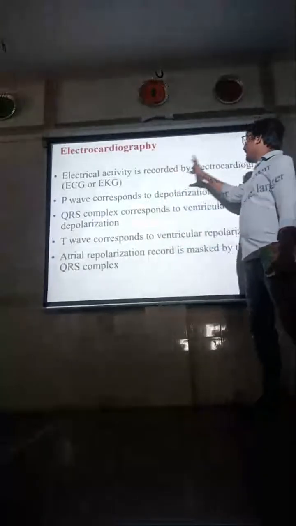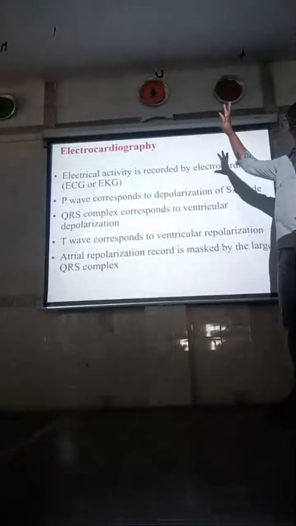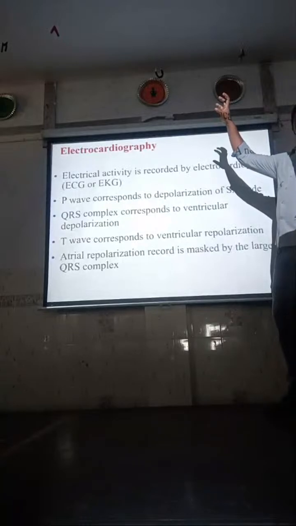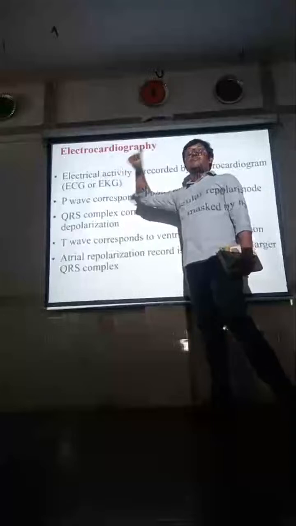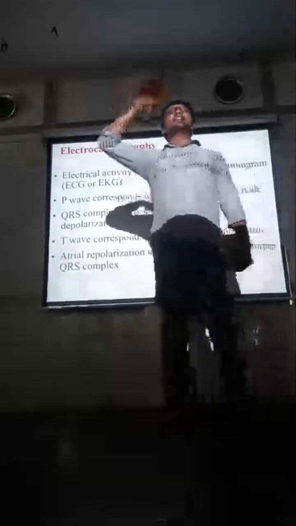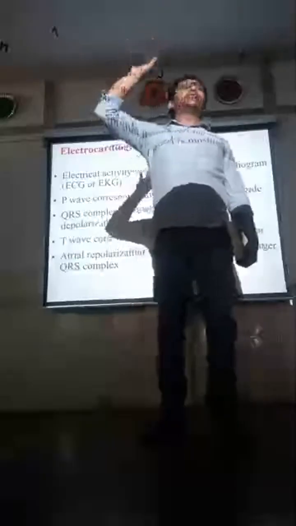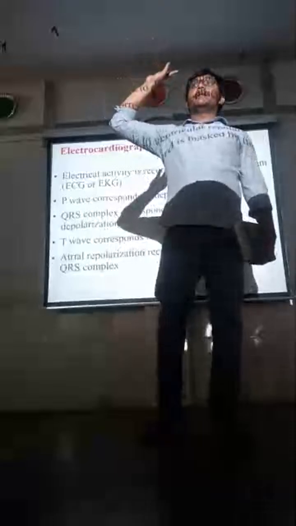So, when the atrium is being contracted, when the impulse is present in the atrium, P wave is corresponding. Now, P wave shows us the contraction patterns in the atrium. Which wave is showing? P wave.